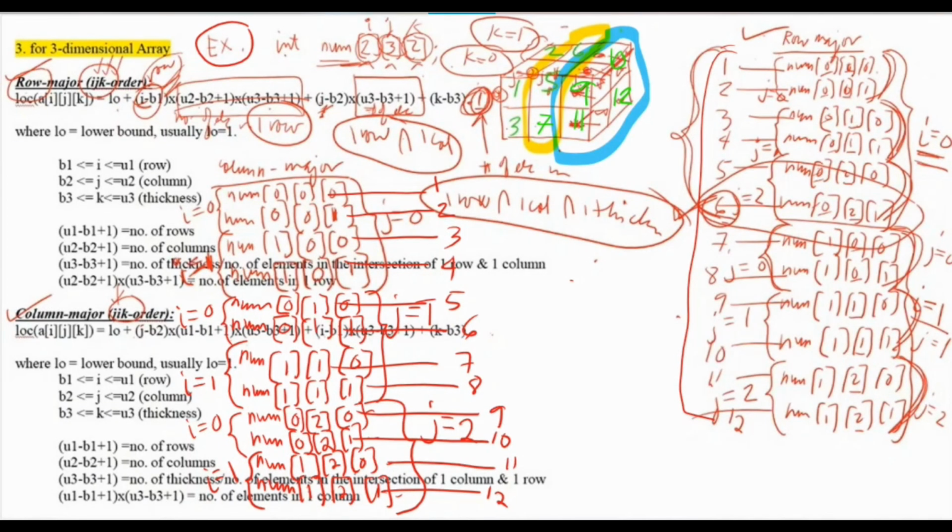Now let's try to find, using the addressing function for column major, the same element that we located for row major, which is this element located at the sixth position of row major order. So that's num 0, 2, 1. Num 0, 2, 1 in the column major order is this one, the 10th element. It is at position 10 here in column major order.